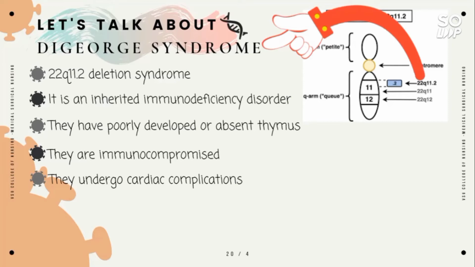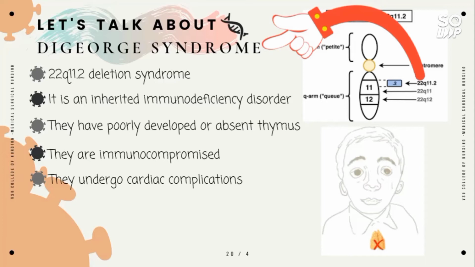DiGeorge syndrome is an inherited immunodeficiency disorder. The major fact of this disease is that you have a poorly developed or absent thymus, so there would be a defect in T-cell production, and these patients will be immunocompromised. Severe depression of T-cell number and poor antibody responses due to lack of T-cell help make the patient susceptible to all types of opportunistic pathogens. These patients also undergo cardiac complications.